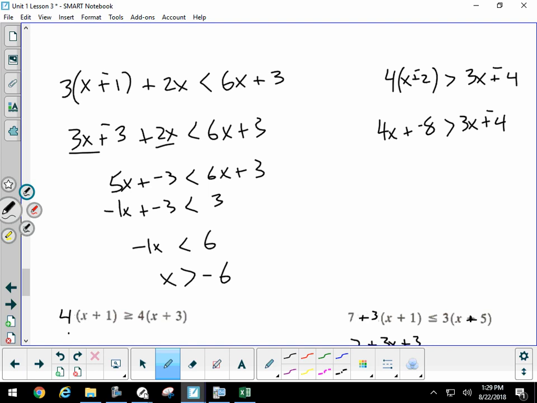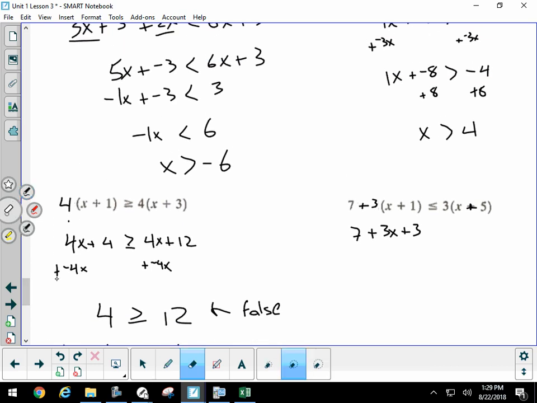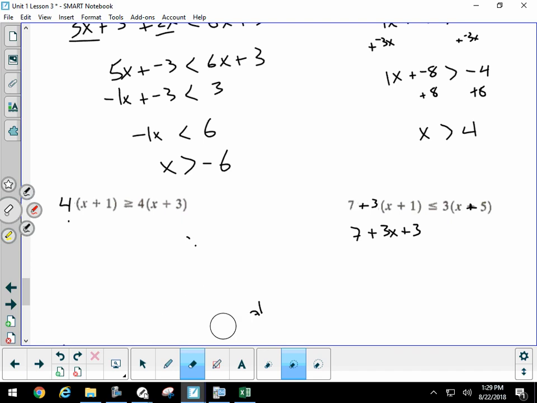Same thing. I could either move the 4x or move the 3x. I'm going to move the 3x. I like to keep things positive when I deal with inequalities. Or really just anytime I'm solving an equation. I like to keep things positive if I can. I wrote down 1x. I did not have to write down 1x. It's just an x. X is bigger than 4. Bringing us to these two situations. Kind of rewrote it so that it's different.